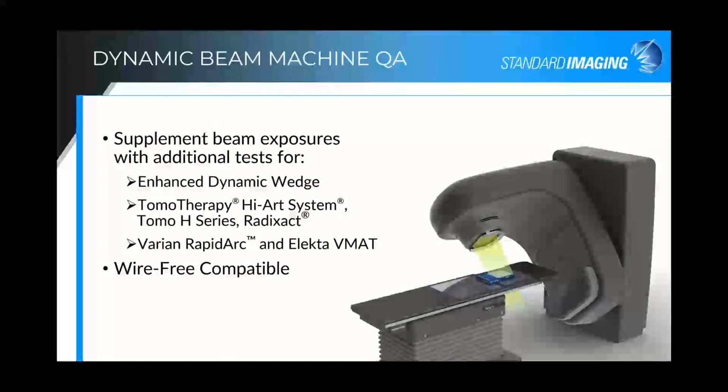As I mentioned, you can also do dynamic beam machine QA. That includes the enhanced dynamic wedges. It includes RapidArc or VMAT rotational deliveries, as well as tomotherapy, the HI-ART and RadixAct systems as well. So those are all functions that you can do wire free as well. Basically, with the rotational, you just build a plan around the device, and then you deliver that plan accordingly, and it'll check against that rotational baseline that you delivered to the device originally, and will give you those results.